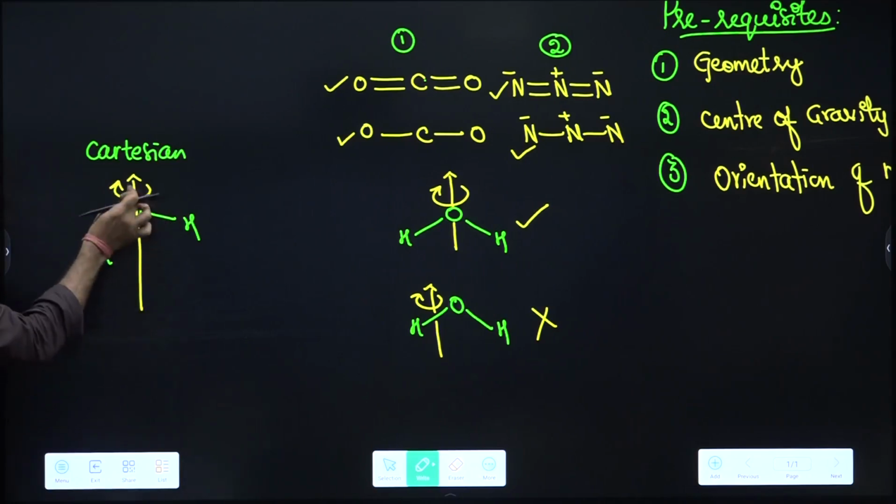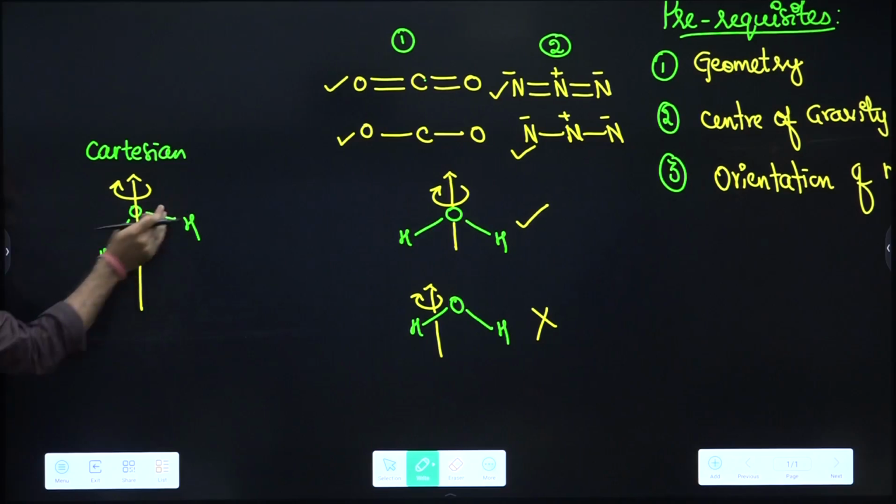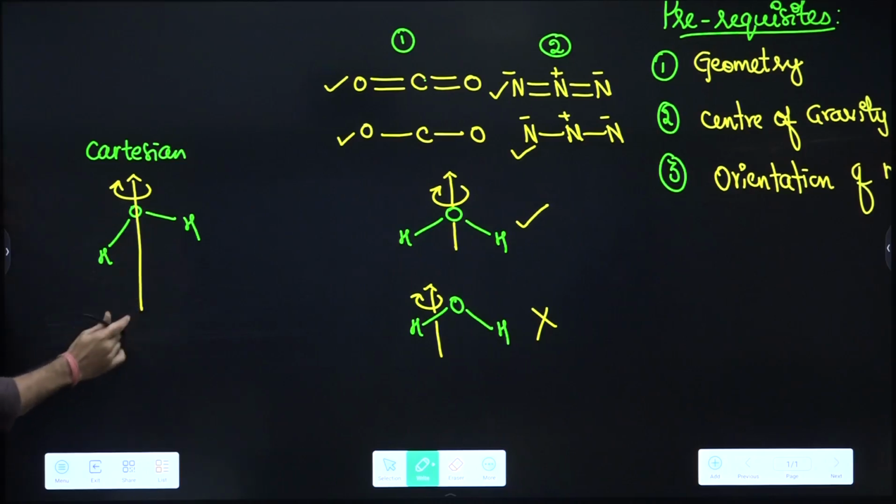I am showing a rotational axis like this. Can I pass it? The right and the left half, are they looking symmetric? No, they are not looking symmetric. Then immediately, if I orient the molecule like this and pass it like this, I may say it is absent. But actually it is present.